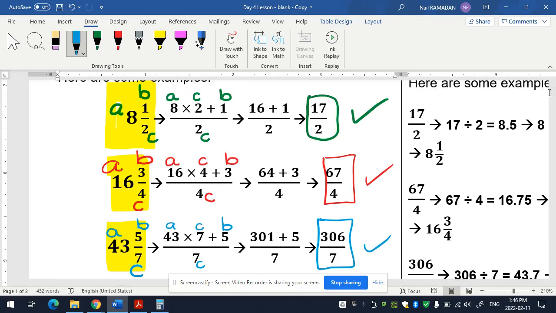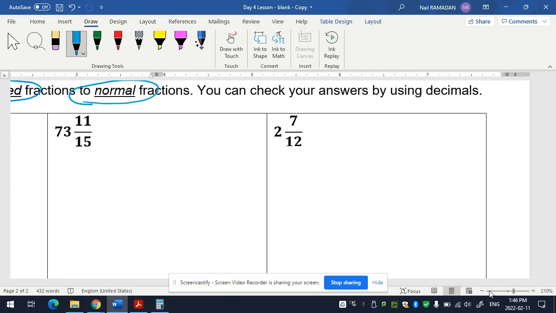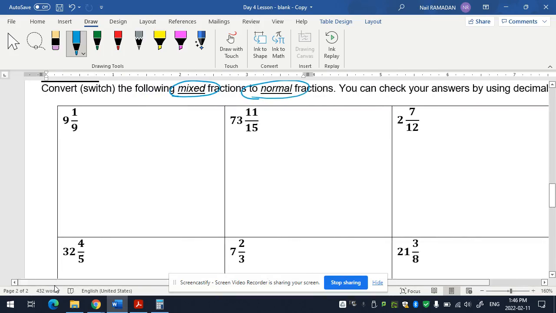Now, because I want to do the exercise with you fresh instead of covering a method 2, go ahead, flip the page, everyone. Let's actually do the first question. Because the first question is what? It's giving you convert or switch mixed fractions to normal fractions. You can check your answer by using decimals. So that's at the end. All right. In the same habit of giving you homework, there are 6 here. I'm gonna choose random 3, and I'm gonna assign you the other 3. So I'm gonna do this one with you, and then I'm gonna skip to this one, and then I'm gonna do the last one. Okay.